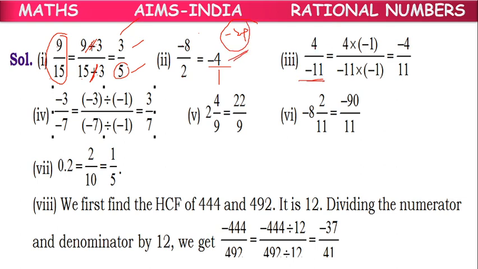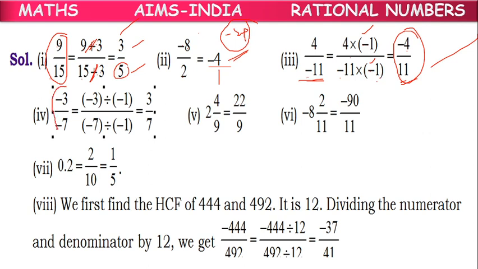4 by -11. In the denominator we have minus. What do we have to do? Both numerator and denominator are to be multiplied by -1. So numerator -4, denominator +11. -4 by 11. Standard form.